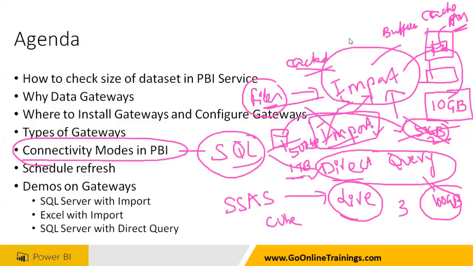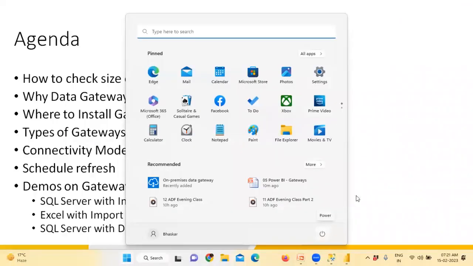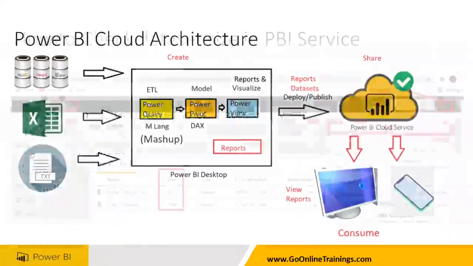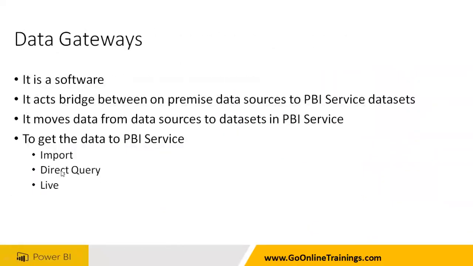Now let me tell you what is happening. What are the connectivity modes I'm talking about? A very, very important point to understand, the data gateways, right? To get the data to Power BI, there is import, direct query, or live. Whether it is Power BI service or desktop, forget about it. So import, direct query, live. Import can be used for any files. Clear? Any files or SQL, any RDBMS.